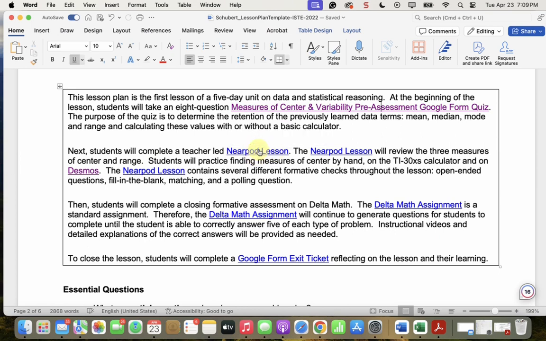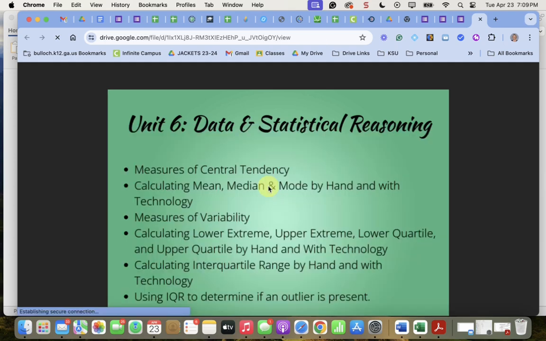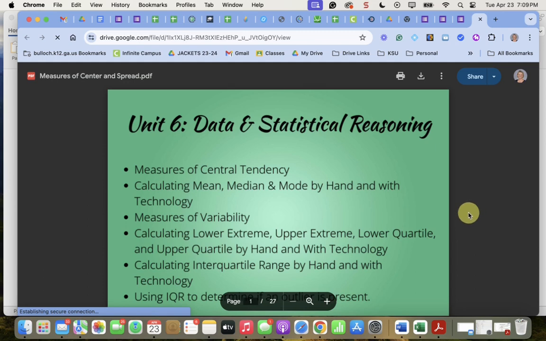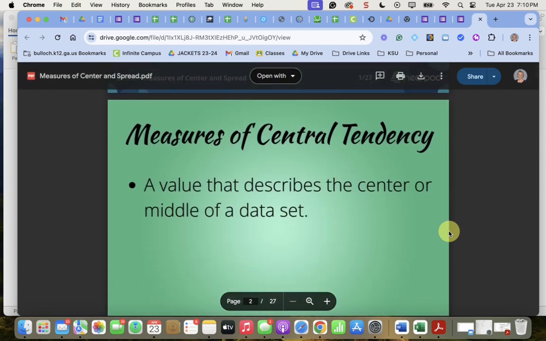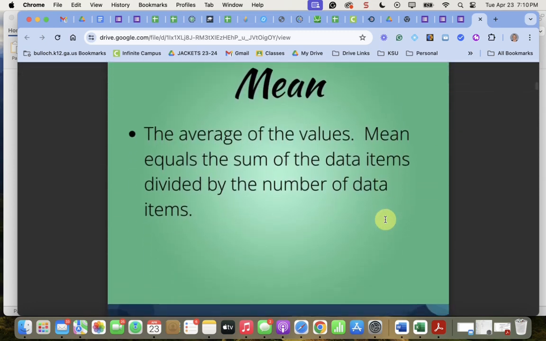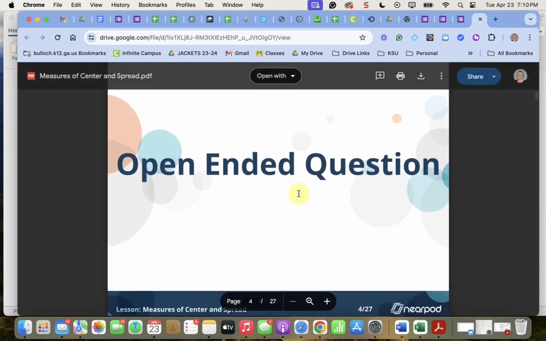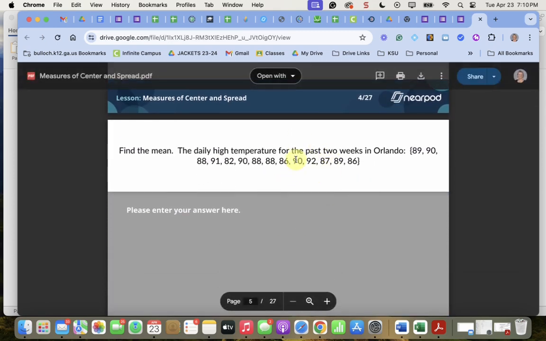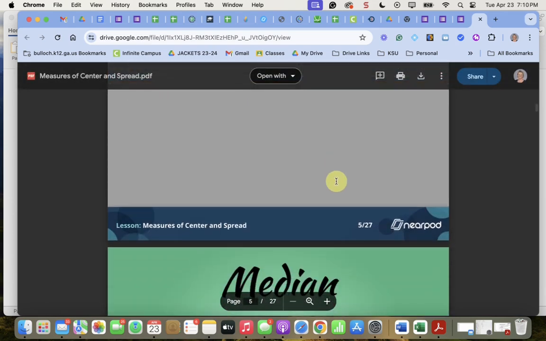The Nearpod lesson was an interactive lesson that I had created that went with our current note-taking guide. So I took the note-taking guide that was already created and added slides that would go over the measures of central tendency with a reminder of mean, and then embedded a question. Then we talked about how to find mean by hand, just using a basic scientific calculator.